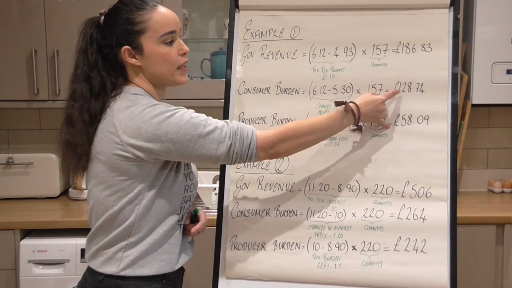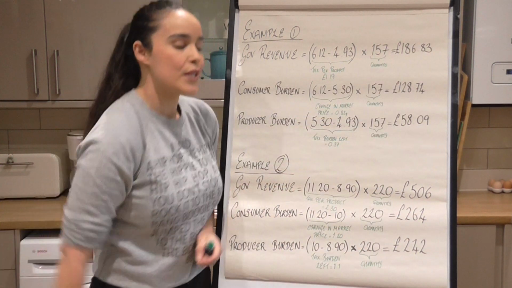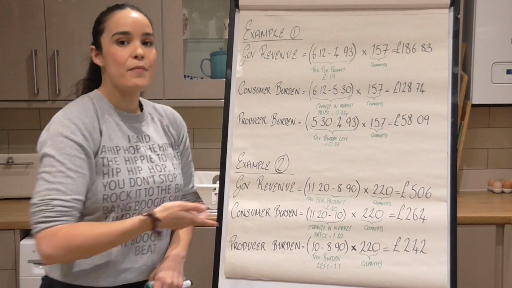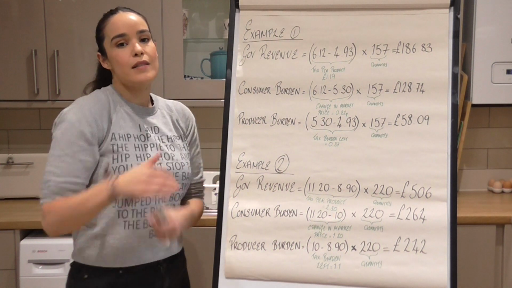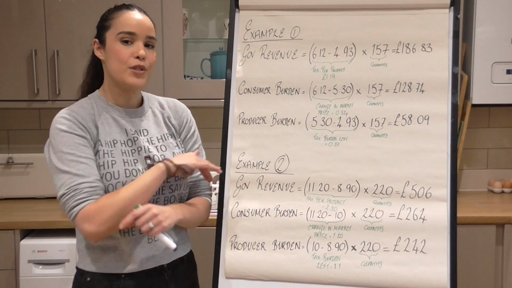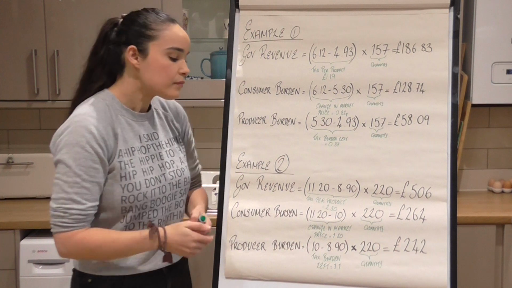And if you add both of those together, that's the way that you check that you've done it correctly. It will equal this number right here, 186.83. And then we'll have a look at the second one. The second one was slightly easier. What this really should prove to you is that it doesn't matter what the numbers are. It's the exact same steps. Just take your time, do the steps. You will 100% get there. It just takes a bit of practice.